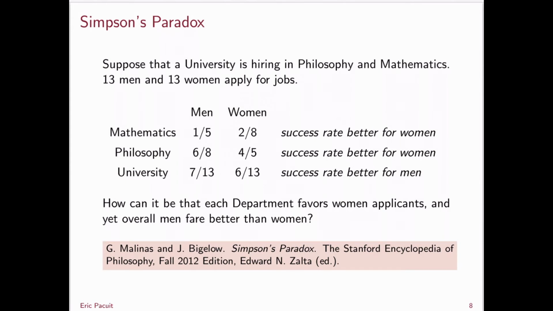So this is puzzling. How can it be that each department favors women applicants? Women have a higher success rate in each department. However, overall, the men fare better than women. Overall, throughout the whole university, the men have a higher success rate than women. So this phenomenon, which has actually shown up in a number of real-life statistical studies, is known as Simpson's paradox.